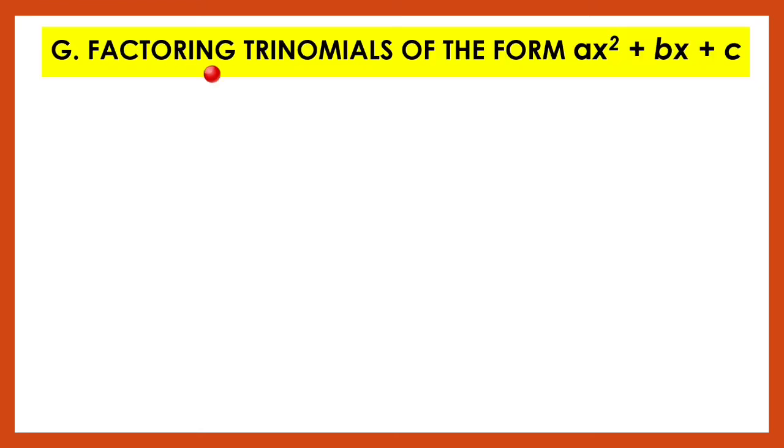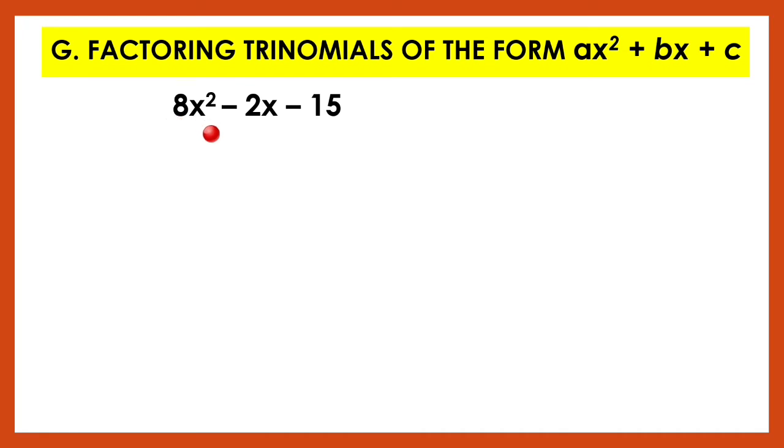Okay, let's have factoring trinomials of the form ax square plus bx plus c. So, ang a naman natin ngayon ay greater than 1. Paano ba mag-factor ng trinomials na ang a ay greater than 1? Let's have example. Factor 8x square minus 2x minus 15. So, yung a natin is 8, so greater than 1 siya. So, magkaiba yung proseso na ating gagamitin.